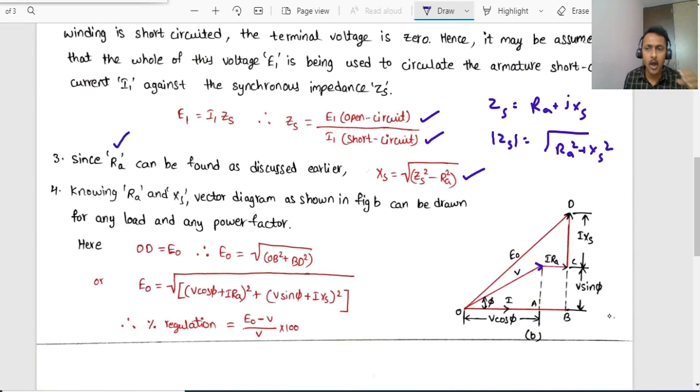RA indicates the armature resistance. This is the I RA, and already we have calculated the reactance XS. So I into XS, CD indicates the I into XS. Now E0 is nothing but the sum of this OB plus BD.